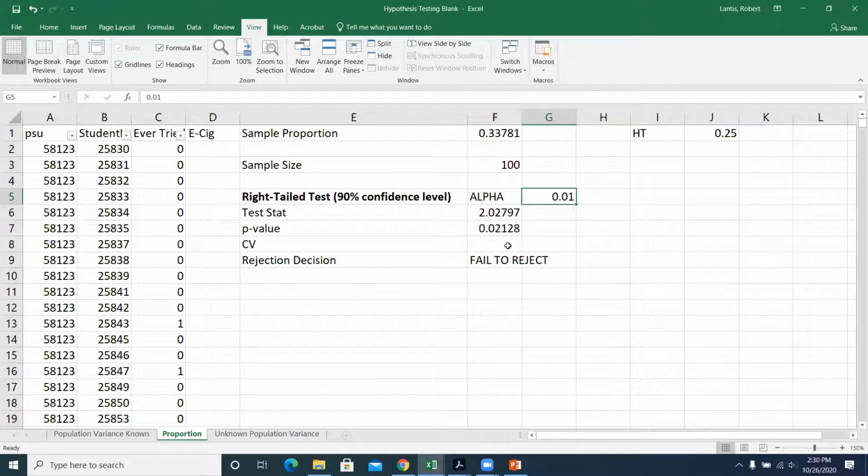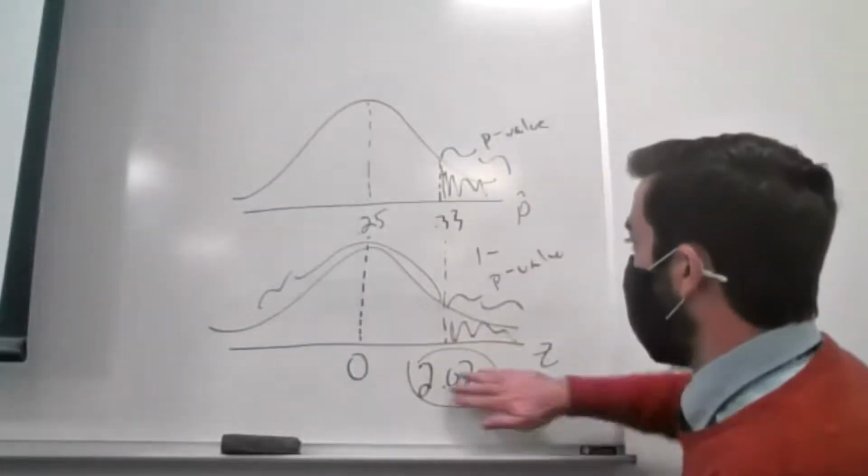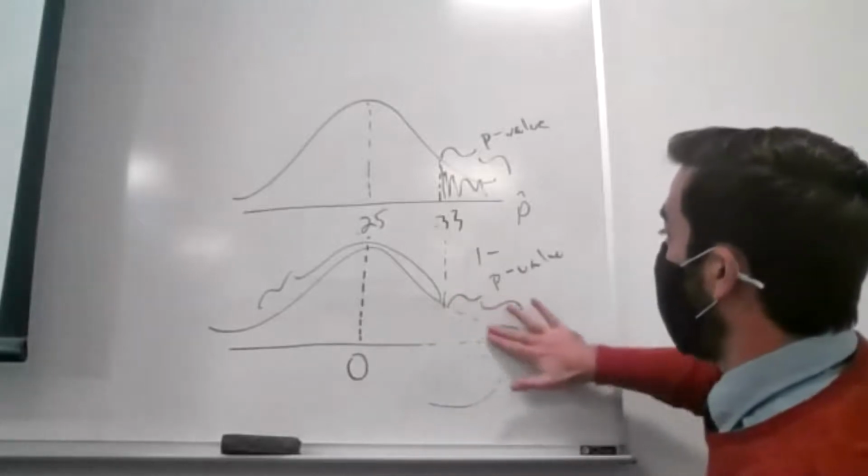Now I could have also used the critical value approach, which was where we're looking at, let's say I don't see my test statistic yet.